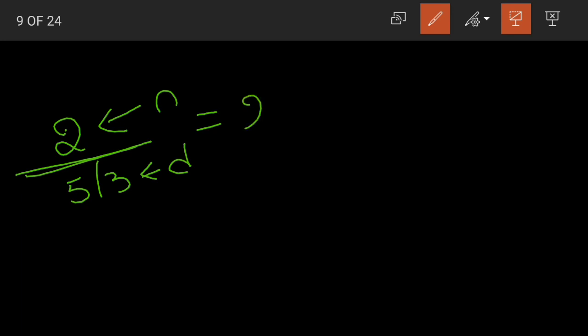Let us look at this once again. What was the complex fraction given to us? 2 by 5 by 3, wherein 2 is the numerator and 5 by 3 is our denominator. Now what should we do? The first step is to write it in the form of a division, numerator divided by denominator.